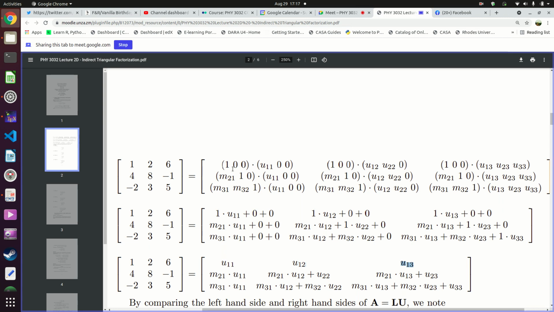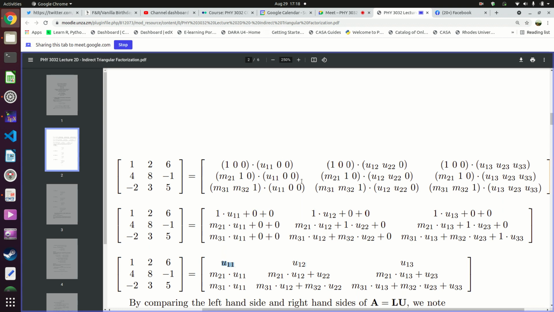Yeah, so here I was saying we multiply row number 1 with the first column. So that would be 1, 0, 0 multiplied by U11, 0, 0. So this one here, it would be 1 times U11, that's what you have here, plus 0 times 0, that's what you have here, plus 0 times 0, that's what you have here. Then when you add everything, you end up with U11, which is what you have here. Is that clear?